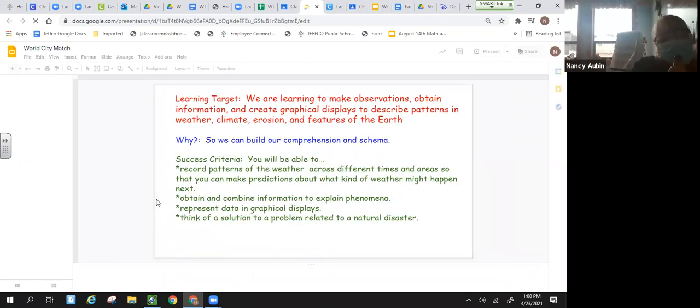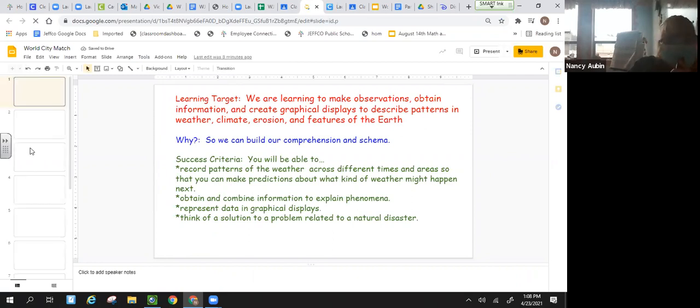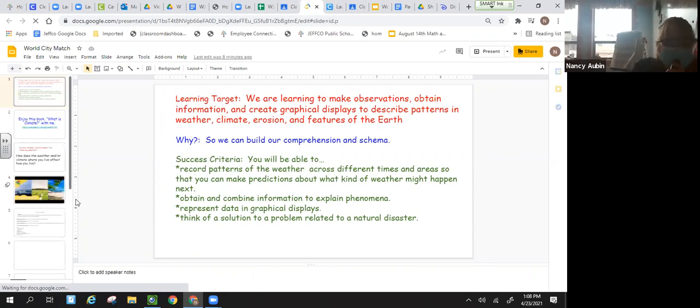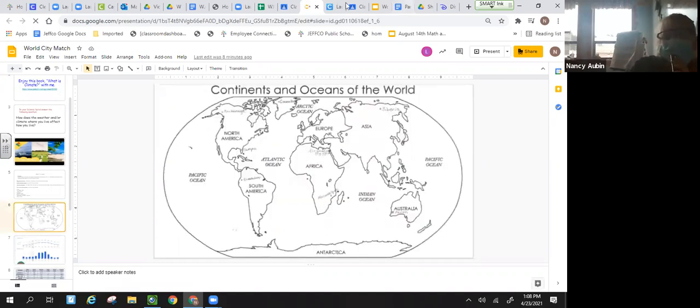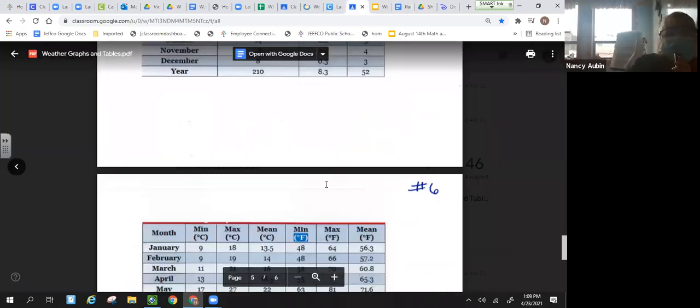It's slide number, let's see, 1, 2, 3. What do you guys think? It's 6, right? Slide number 6, right there. You can click on it, look at that, and then in your Google Classroom, you will also find under the assignment the weather graphs and tables. Any questions from my remote learners?